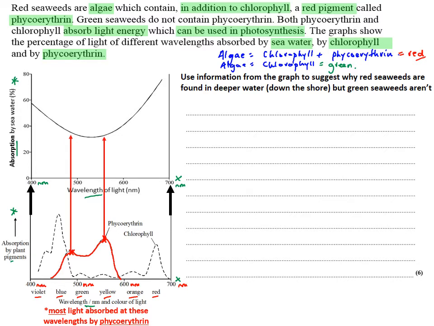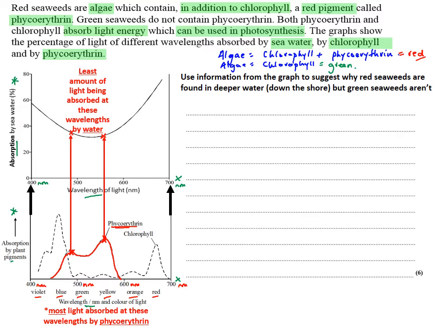What we can then do is correlate these peaks on the bottom graph, i.e. the wavelengths of light at which most light energy is absorbed by phycoerythrin, with how much light is being absorbed by the seawater. So we can see here, actually there's quite a low percentage of light being absorbed by the seawater, and that suggests that light of these wavelengths can actually penetrate the water, and therefore it can be absorbed by the phycoerythrin pigment in the thylakoid membranes of the red algae.